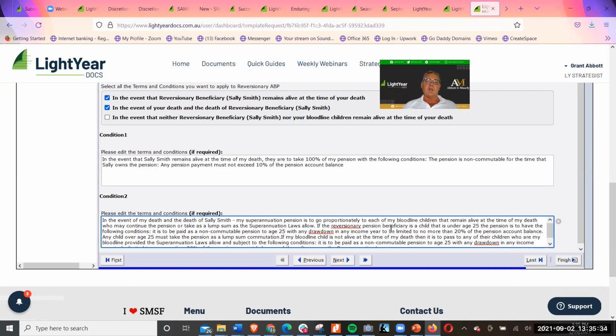Now, if the reversionary pension beneficiary is a child, with this one, I wouldn't do that one. But let's say any superannuation pension goes to bloodline grandchildren that remain alive at the time of my death, who may continue the pension or take a lump sum as the super laws allow. So that's Billy and Bob, for example. Now, if the reversionary pension is a child that's under 25, yes, the pension is to have the following condition: to be paid as a non-commutable pension to age 25, with any drawdown in an income year to be limited to no more than 20%.